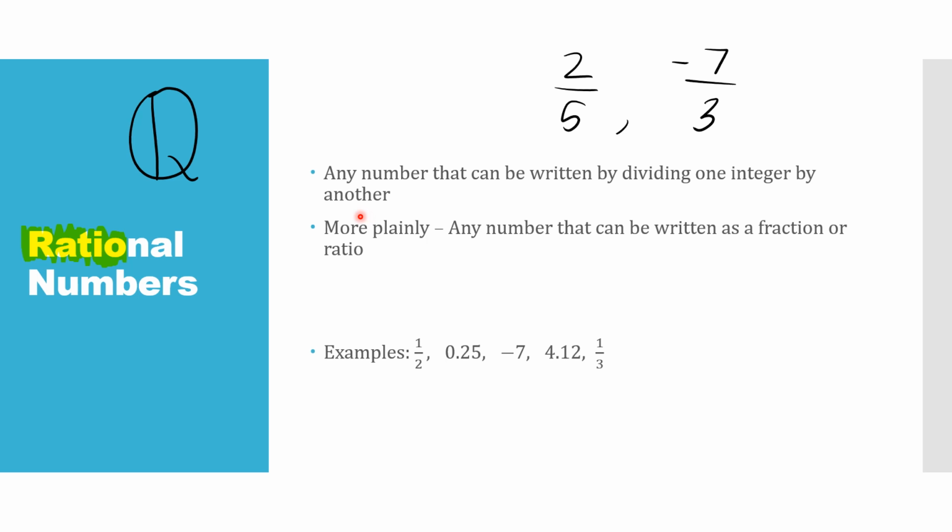Now, more plainly, a less formal version of this definition is that it's any number that can be written as a fraction or a ratio. And then let's just add in here that rational numbers can be positive, they can be negative, and they can even be zero.